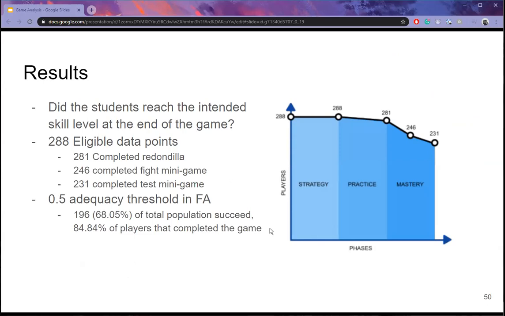So this is just a breakdown of the results. Here we can see the students who attended, or the eligible data points, was 288. That's because there were a few corrupted data points, whether it's technical problems or anything like that. And towards the end, there were only 231, of which completed the final phase. Of these, 68% got above the adequacy threshold, which is the passing grade which was set during the game design, where the grade is between 0 and 1. Yeah, next slide.